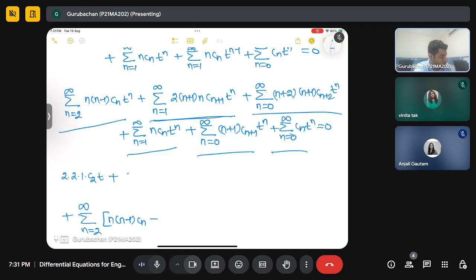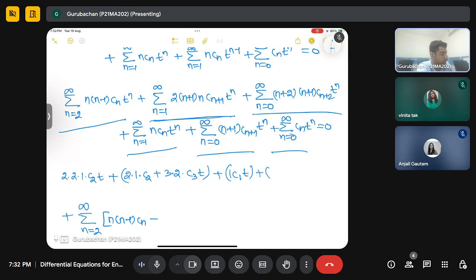The next expression is starting from n equal to 0. So this will give you 2 into 1 into c_2 t to the power 0, so we will not write it. Next, n equal to 1, so it will give you 3 into 2 into c_3 t. This expression is starting from n equal to 1, so this will give you 1 times c_1 t. The next expression is again starting from n equal to 0, so we will take 2 powers from it.